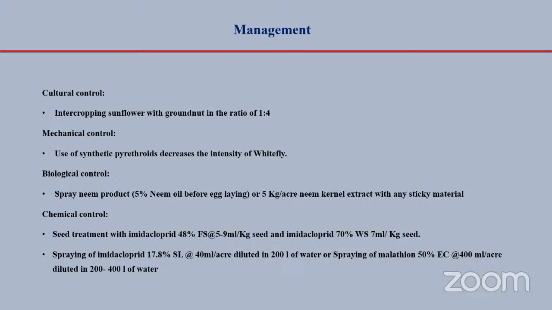Then you can also use imidacloprid, which is a neonicotinoid group. You can go for seed treatment with this particular chemical, with active ingredient 48% FS at 5 to 9 ml per kg seed, and imidacloprid 70% WS at 7 ml per kg seed. After seed treatment, you can go for spraying imidacloprid 17.8% SL at 40 ml per acre, diluted in 200 liters of water. And you can also use malathion as spray.